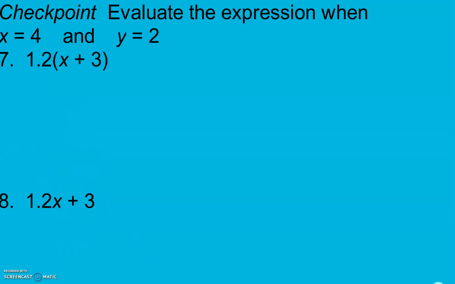Go ahead and pause here and give these a try. X is 4, so I'm going to plug 4 in for x. So on 7, I have 1.2 times x, which we said is 4, and we still have the plus 3. So all I did there first is substitute. Now, PEMDAS says we are going to do parentheses first. So I add there and get 7. It's still being multiplied by the 1.2. So when I do that, I end up with 8.4.